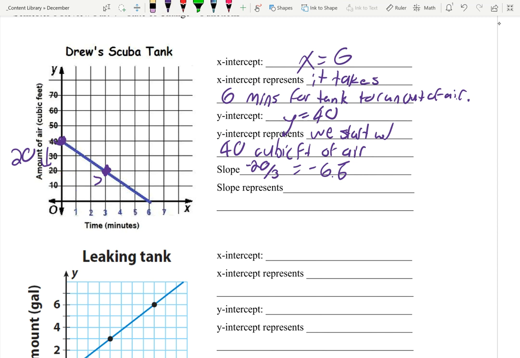But what it does represent is the amount of air lost over time. To be more specific, it's about 6.6 cubic feet of air per minute. You could just say it loses 20 cubic feet of air every 3 minutes. So there's a different variety of this. It doesn't simplify very nicely as a fraction, which is what makes this a little more complicated. But at the end of the day, it is the amount of air that's being lost over a specific period of time.